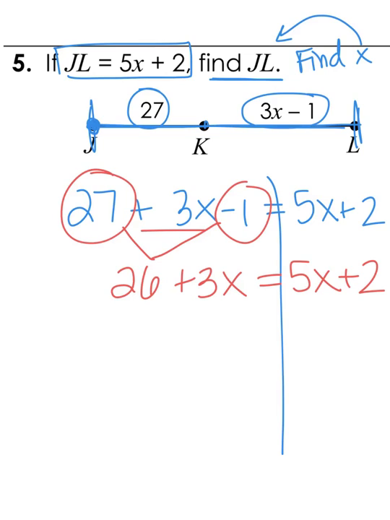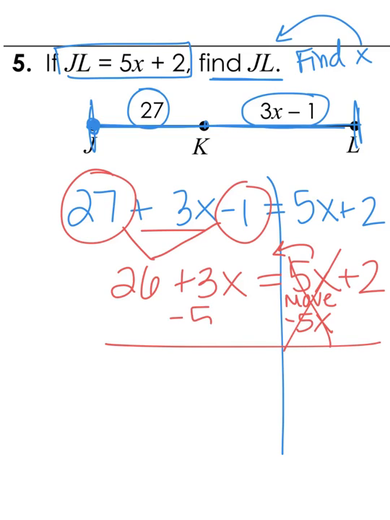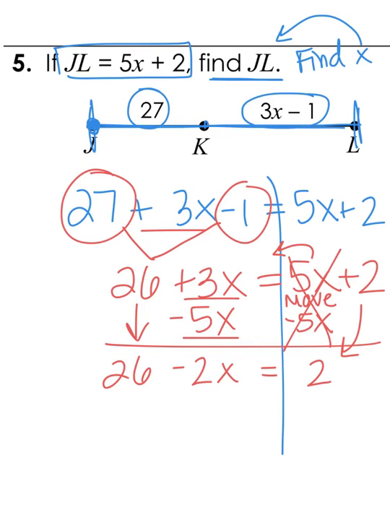And now I'm going to solve by moving terms to each side that I need to. So if I want all the x's on the left side, I know I need to move this term over to this side. And I'm going to do it by undoing it. 5x minus 5x will make 0. So now that's gone. Make sure you do it on the left side as well. So I have 26, and then I have 3x minus 5x will make negative 2x. And then don't forget you have a positive 2 left on the side.